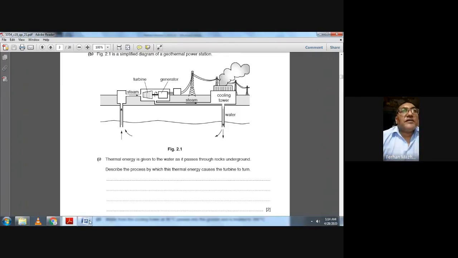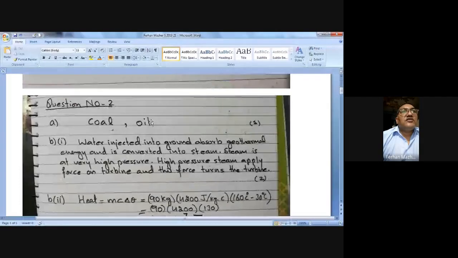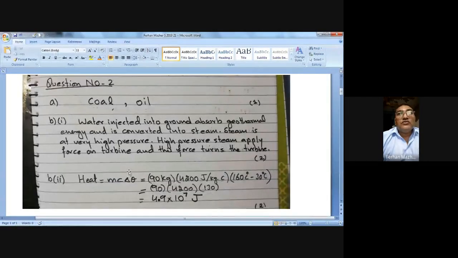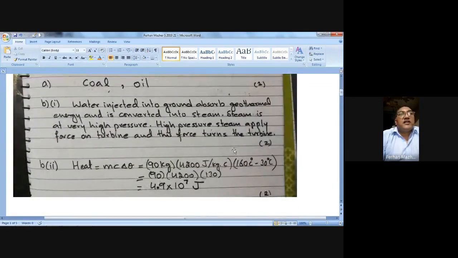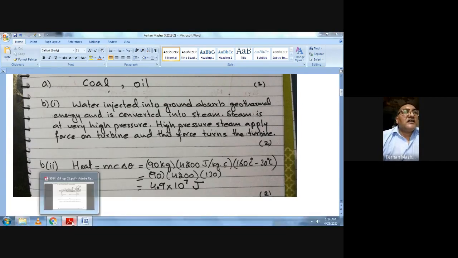I have done this on a paper. Let me take it out. Okay. Question number 2 is on your screen. I hope you can see clearly. Question number 2, B first part. Water injected into ground absorbs geothermal energy and is converted into steam. Steam is at very high pressure. High pressure steam applies force on the turbine, and this force turns the turbine. It's a 2-mark question. I hope I have made my point clear.